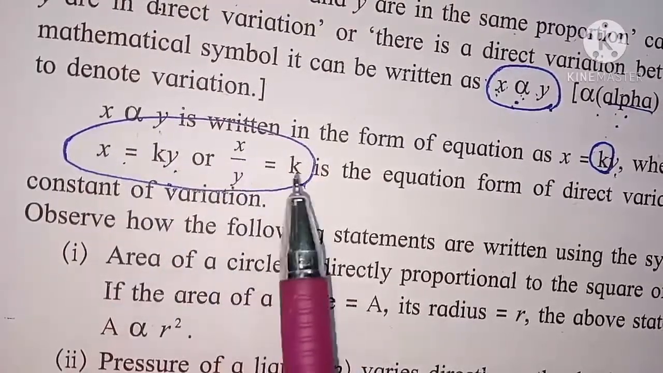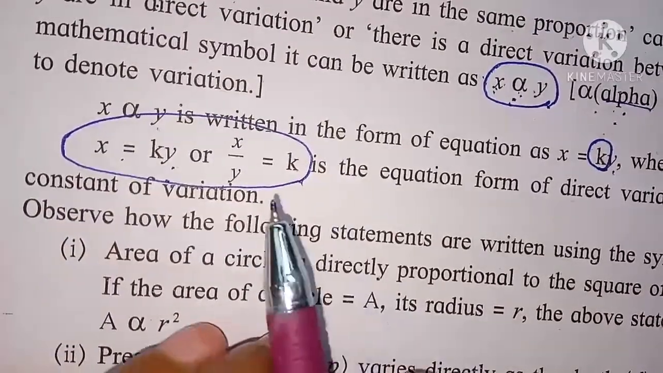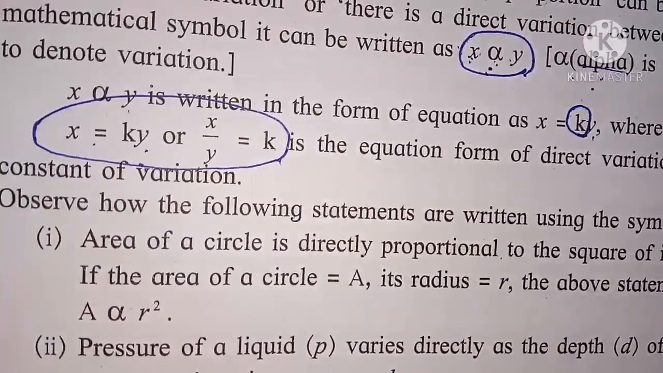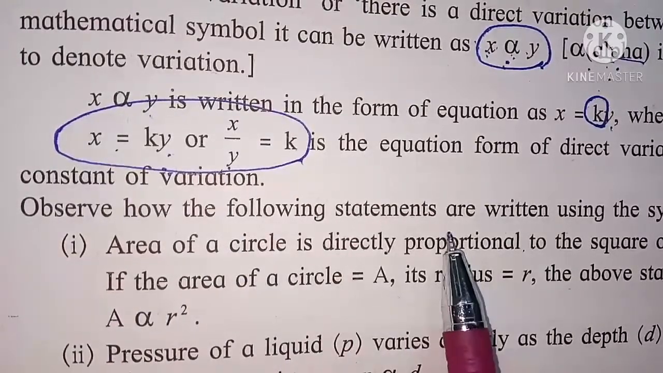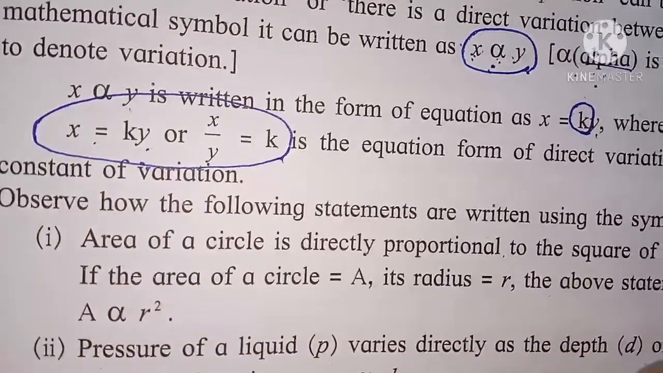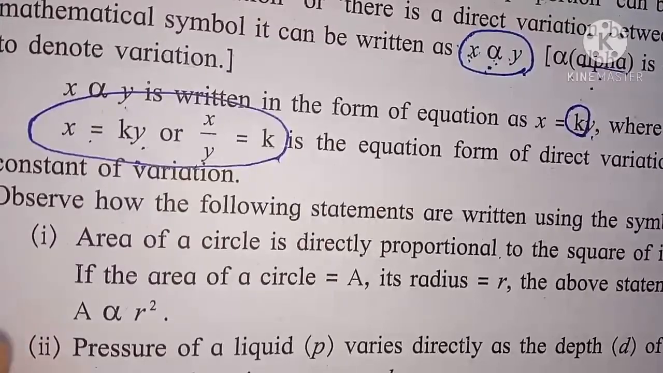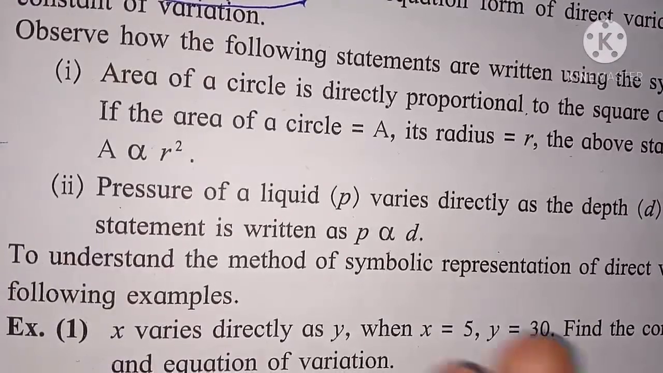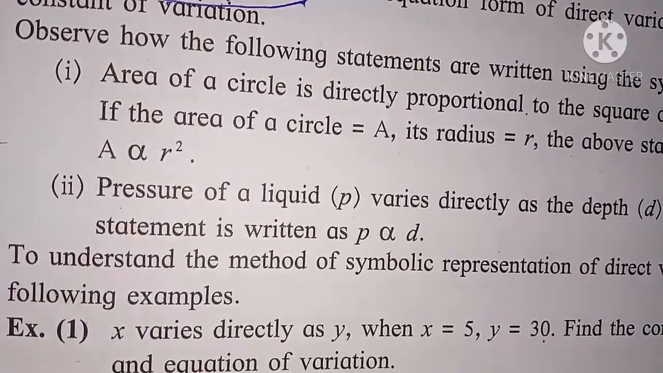Where x, y and k are denoted by numbers in the example. Now, this is the equation form of direct variation, and k is the constant of the variation. Now observe the following statements, which are written using the symbol of variation.